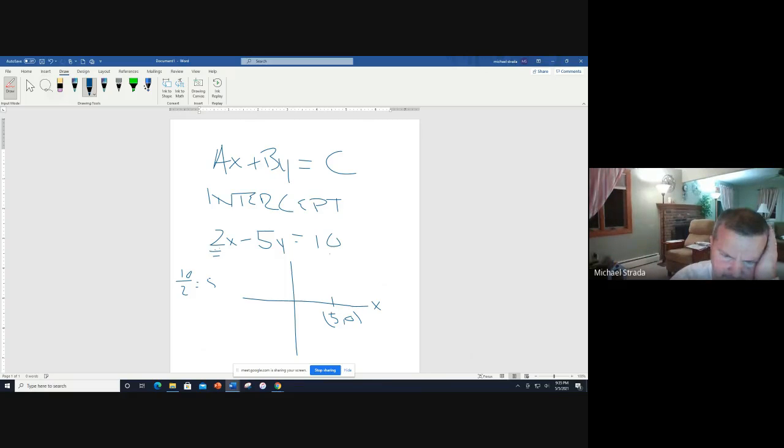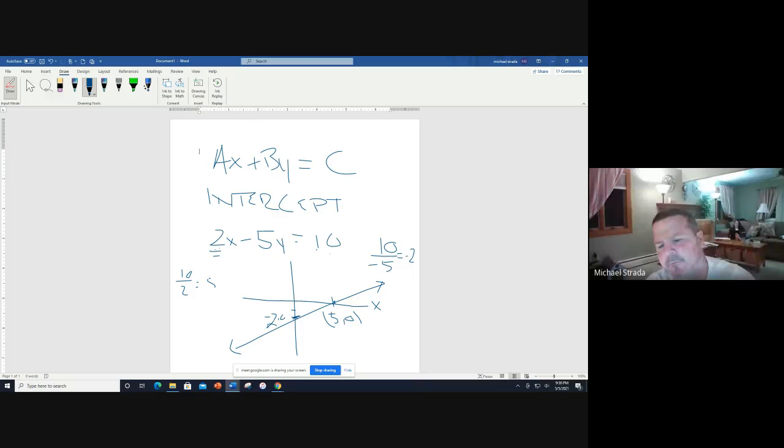We're then going to do the same thing with the y, dividing it into 10. But this time we're going to divide by the negative 5. Positive divided by negative is negative. 10 divided by 5 is 2, so negative 2. So I would plot that at (0, -2). And then I would graph those two. So that's how I graph in either format.